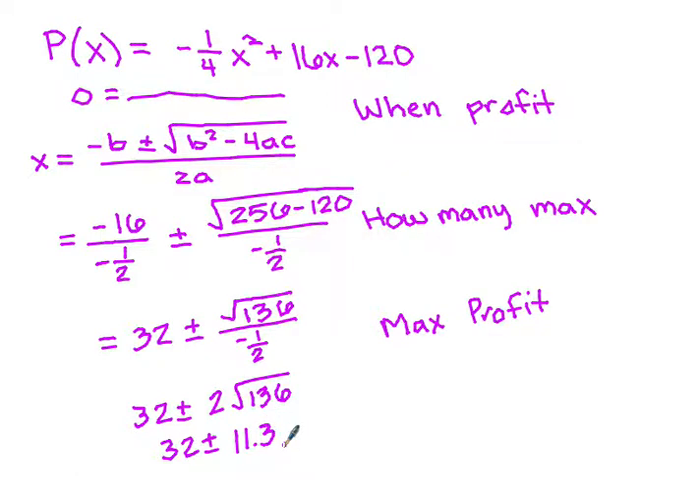Wait, what is? No, that's not right. Because it's going to be 11.3 times 2, so it's like 23.3. Thank you. Shouldn't the vertex be 8? No. Because it's 16 divided by half. It's like multiplying by 2. So my 2 break-even points are at 32 minus 23.3 is 8.7. And at 55.3.